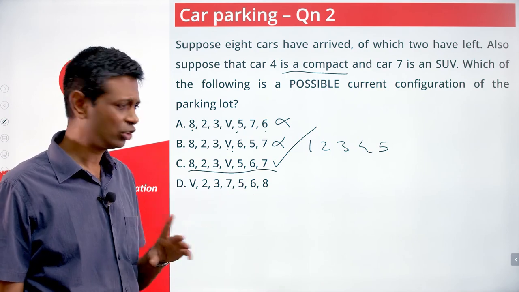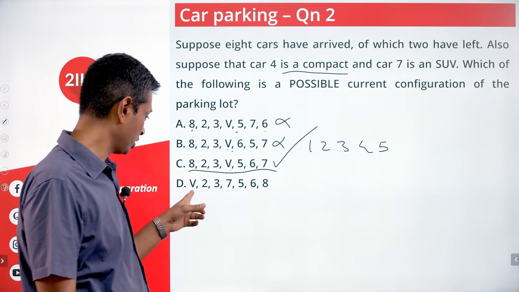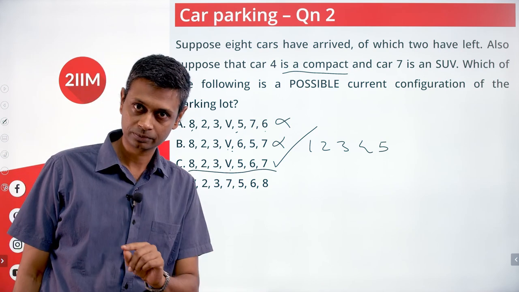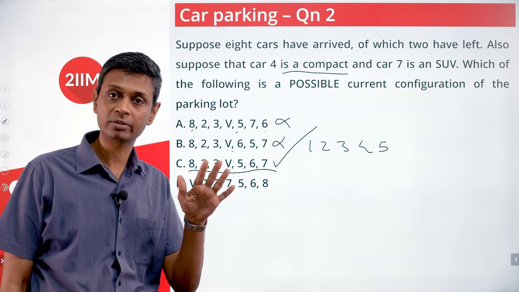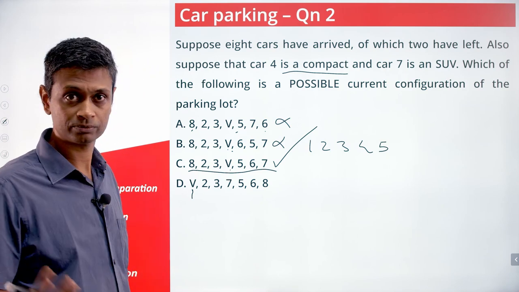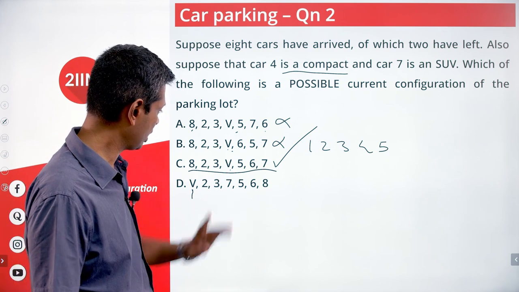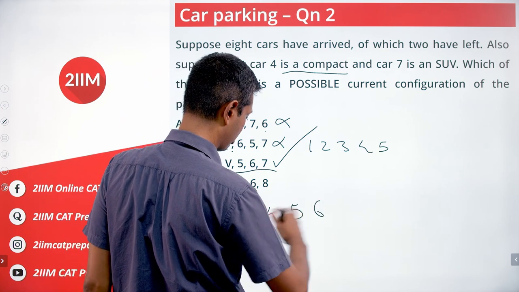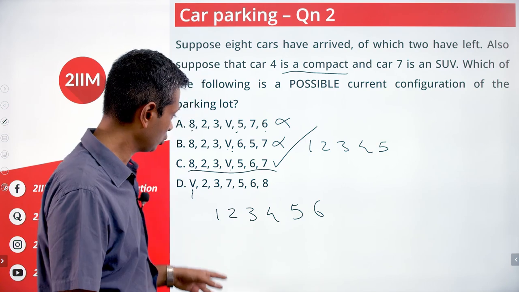V237568. And this is possible. This is going to remain vacant. That means this slot gets empty right at the end. That is one possibility. Or this is compact and an SUV has come in. And so V237568. So let's look at this. Let's say 1, 2, 3, 4, 5, 6 come in. And then 4 gets emptied. And so 4 goes away.